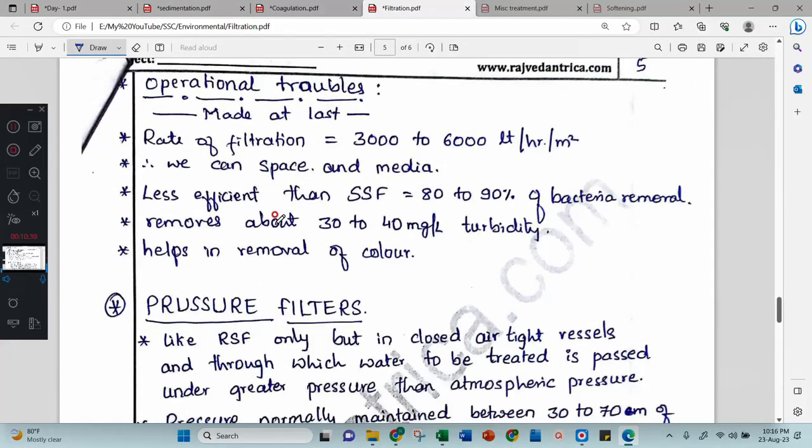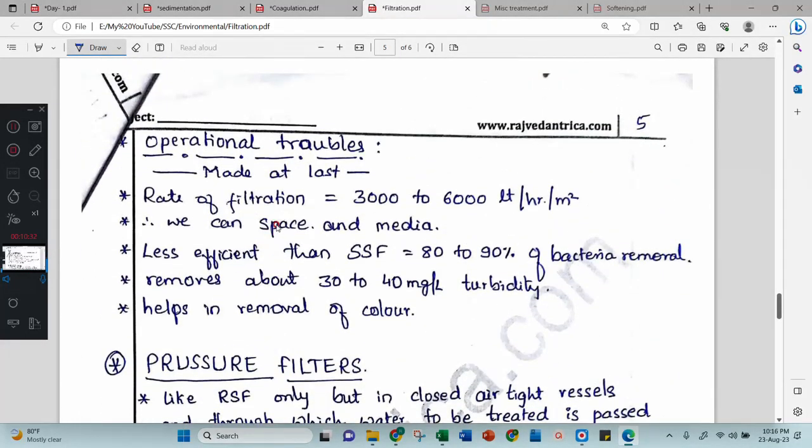Then operational troubles we have here. Operational troubles are covered at last. Then rate of filtration, see here, 3000 to 6000 liter per hour per meter square. Very huge, right? Compared to that one, there we have observed 100 to 200 only. But here 3000 to 6000 liter per hour.